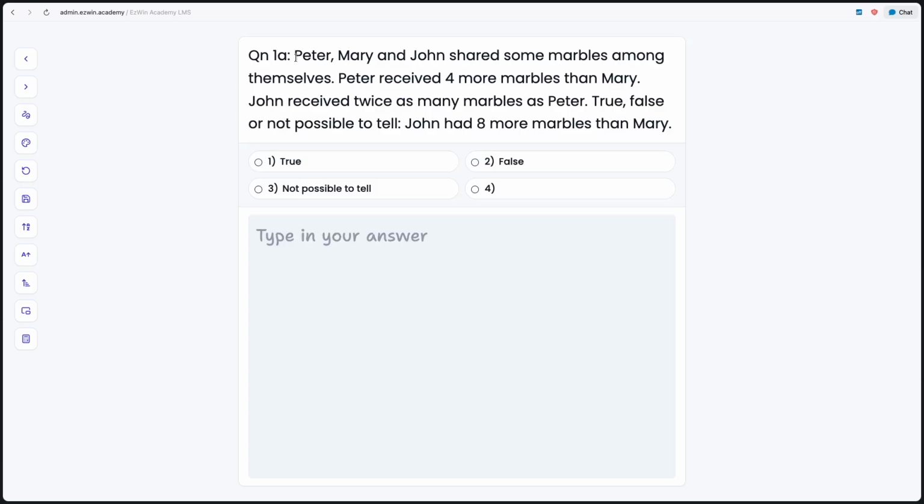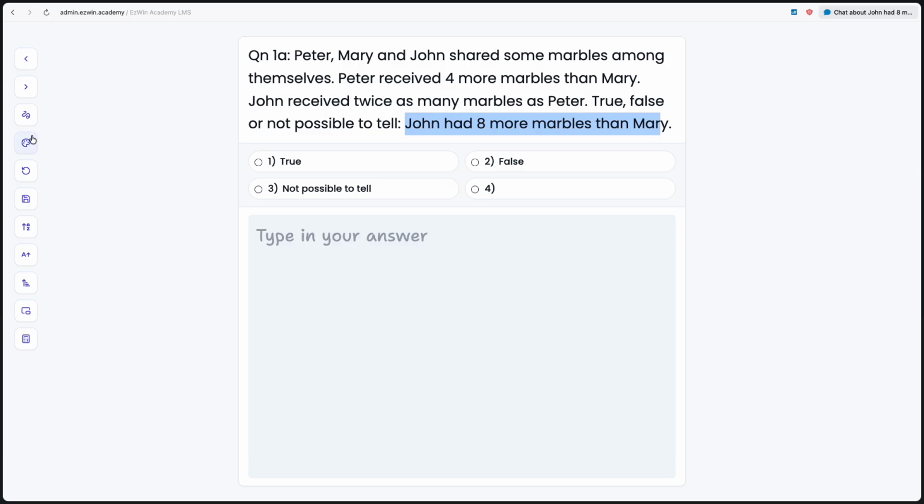Next question. Peter, Mary and John shared some marbles among themselves. Peter received 4 marbles more than Mary. Then John received twice as many marbles as Peter. True, false, or not possible to tell: John had 8 more marbles than Mary. In this case, we want to see that Peter received 4 more marbles than Mary, and John received twice as many marbles as Peter. It says here John had 8 more marbles than Mary.